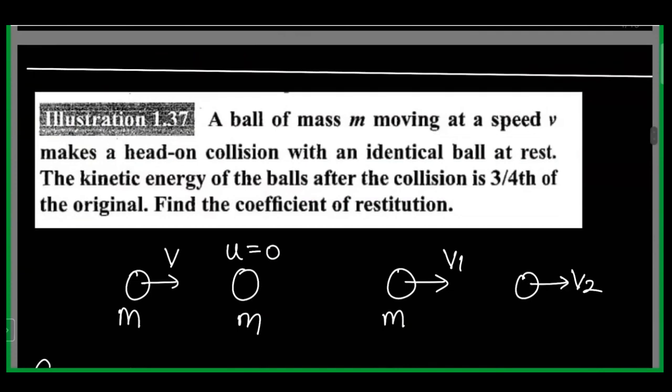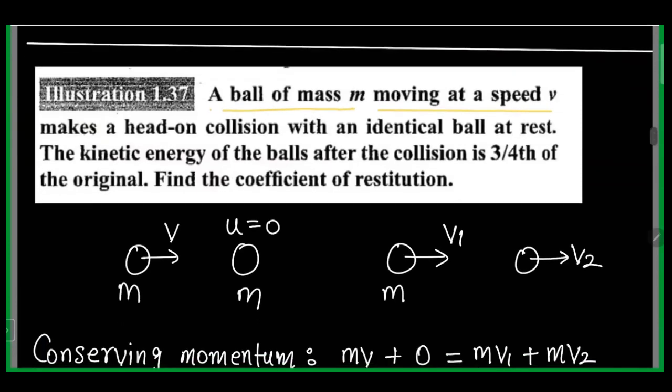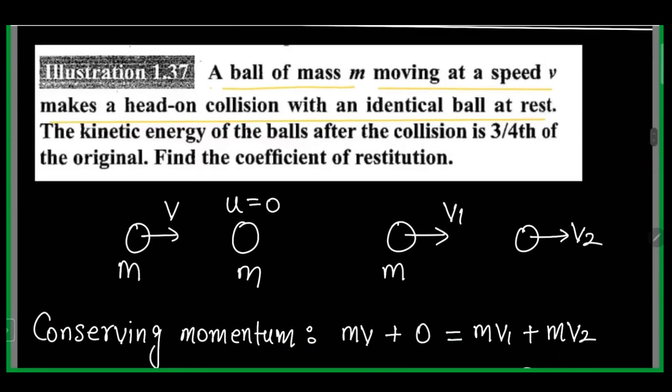The example given here is: there is a ball of mass m moving with speed v. It makes a head-on collision with another identical ball at rest. This is similar to the example you saw with the previous formula: object 1 of mass m is moving with velocity v and hits another body at rest. Both bodies are identical, which means their masses are the same. After the collision, both bodies will start moving. The first body will have velocity v1 and the second body will have velocity v2.